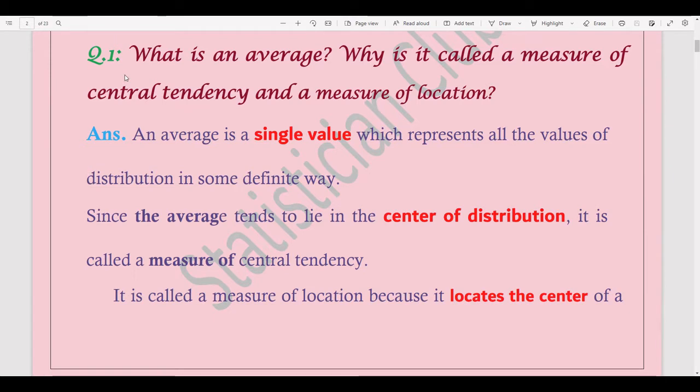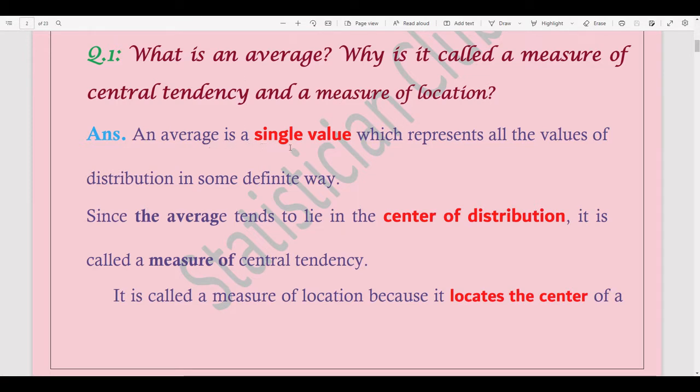Question number 1. What is an average? Why is it called a measure of central tendency and measure of location? As you know, measure of central tendency has the other name, measure of location. So why do we call it measure of central tendency and measure of location? First part is, what is an average?